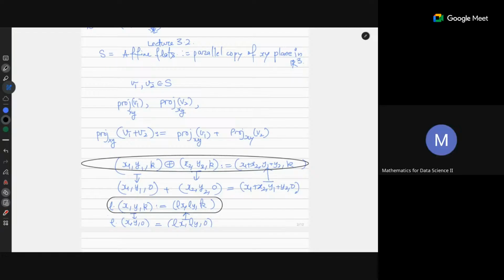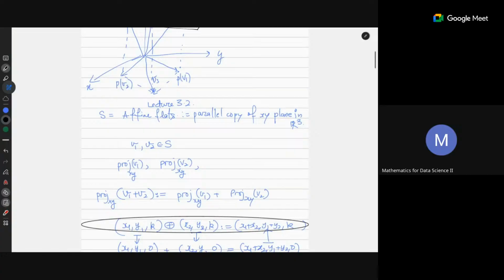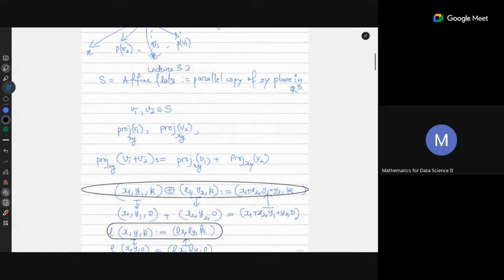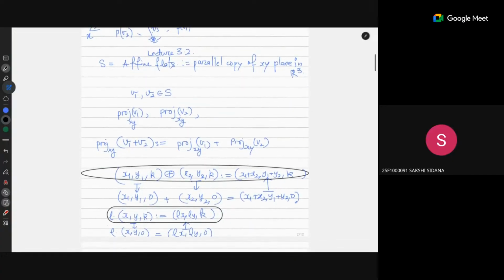Because you are taking a projection onto the xy plane. If you take a projection of any point in R3 to the xy plane, then what happens? Which coordinate will become 0? The z coordinate will become 0. That's what I did, right? The way you take the xy plane, that is the reason z equals 0, because of the way the addition is defined. Is it clear now, Arnav?